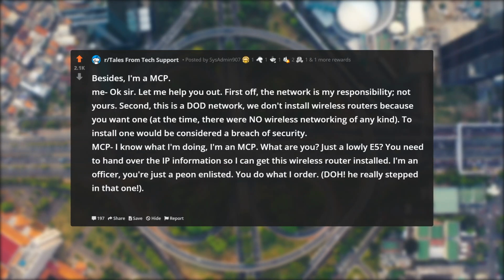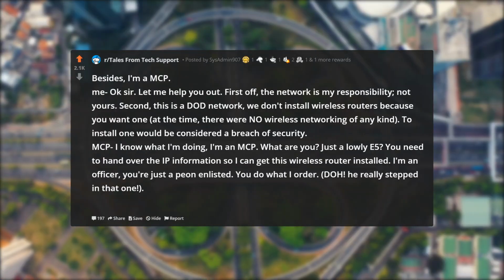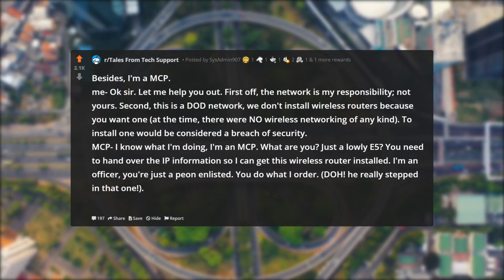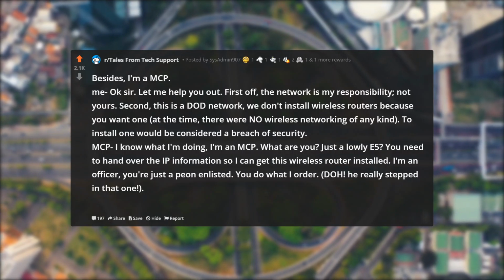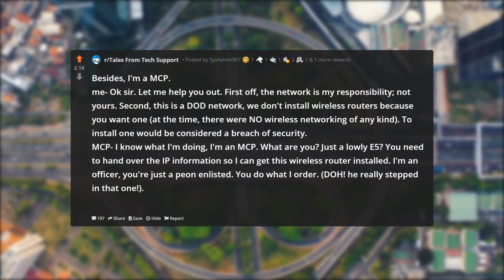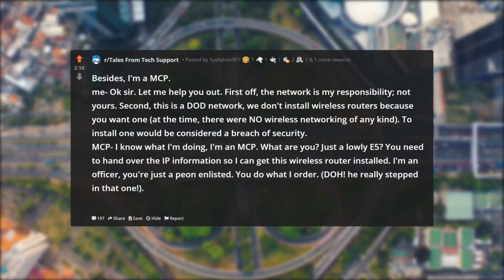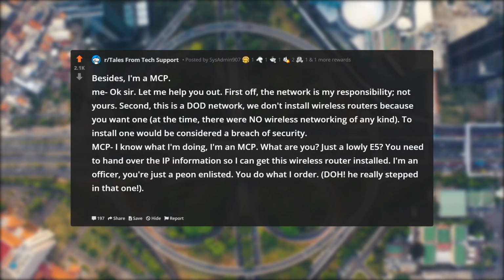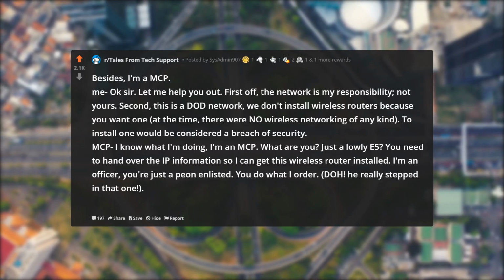MCP: "I know what I'm doing, I'm an MCP. What are you? Just a lowly E5? You need to hand over the IP information so I can get this wireless router installed. I'm an officer, you're just a peon enlisted. You do what I order." Doh. He really stepped in that one.